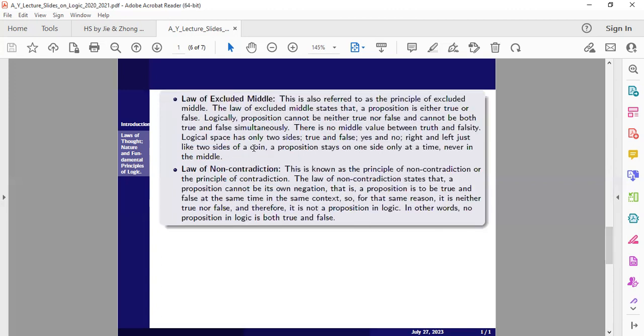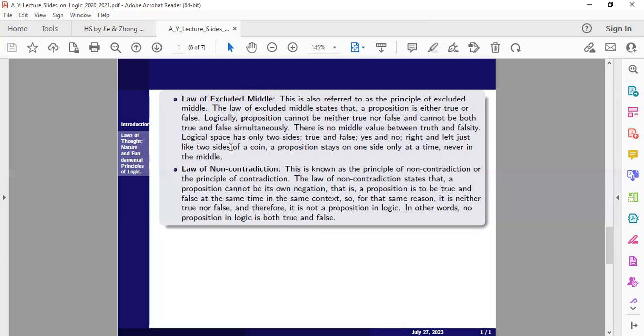Good. Then we have the law of excluded middle. This is also referred to as the principle of excluded middle. The law of excluded middle states that a proposition is either true or false. Logically, a proposition cannot be neither true nor false, and cannot be both true and false simultaneously. So there is no middle value between the truth and falsity of statements or propositions.